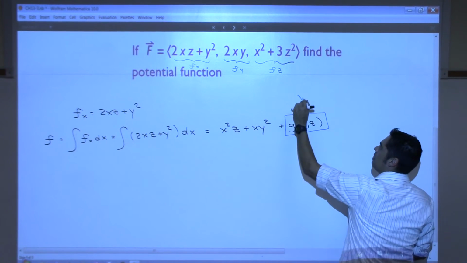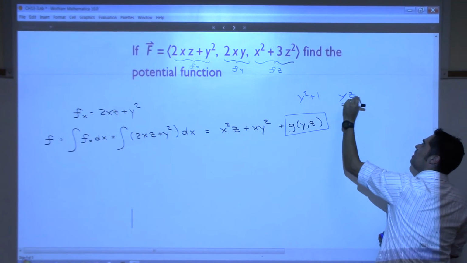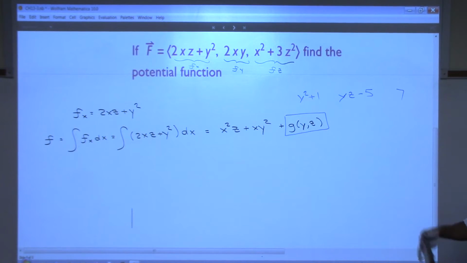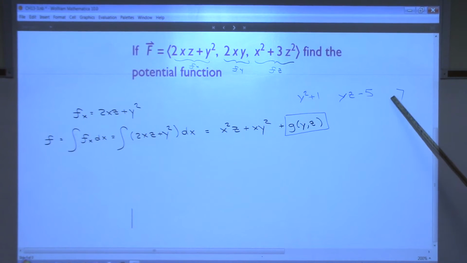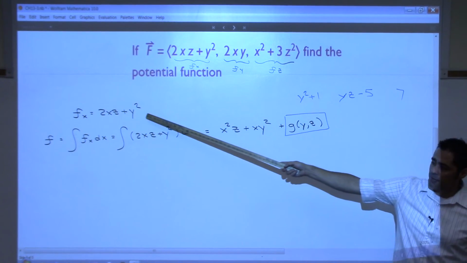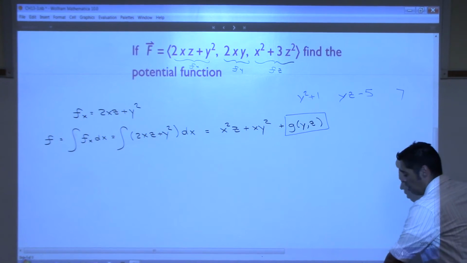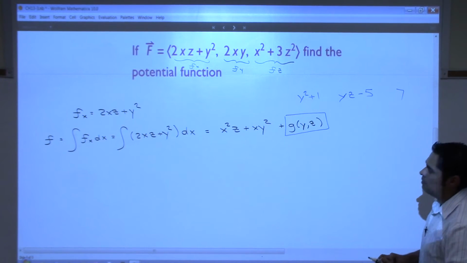This right here is some function of y and z potentially that I don't know. For example, it could be y squared plus 1. It could be yz minus 5. It could be just 7. That could be a lot of different things, couldn't it? And if this blue was any of these, when I took the derivative with respect to x, I'd still get this. Understand? So I'm just going to call it some function of y and z. All right, what now?